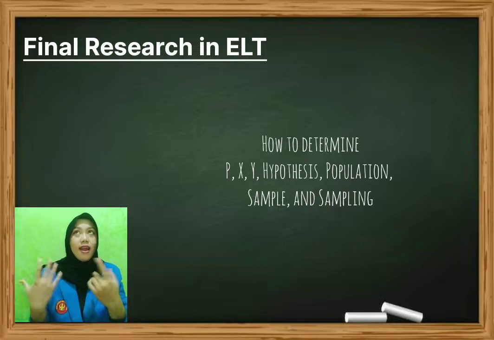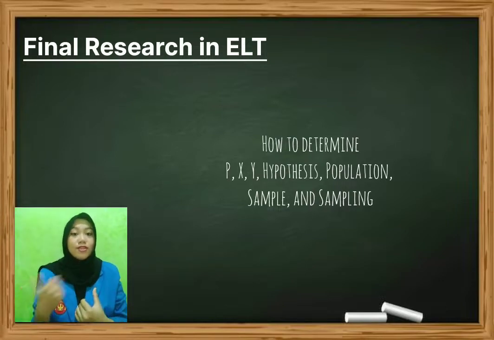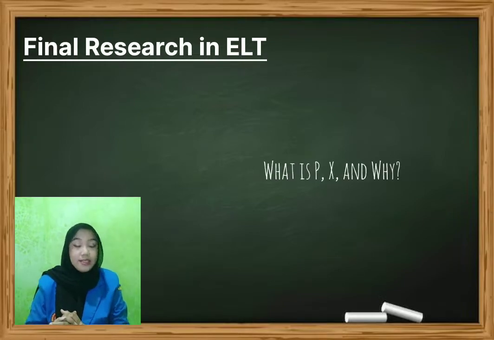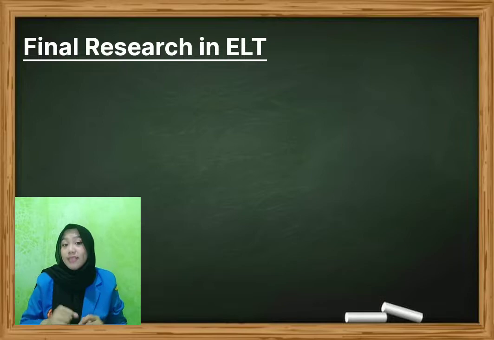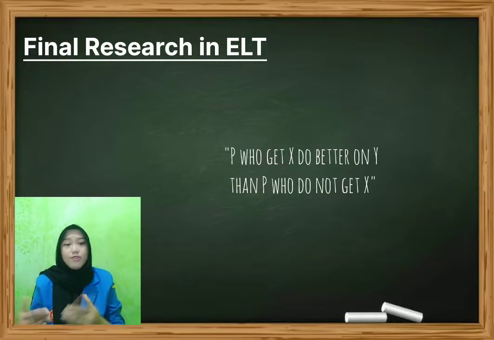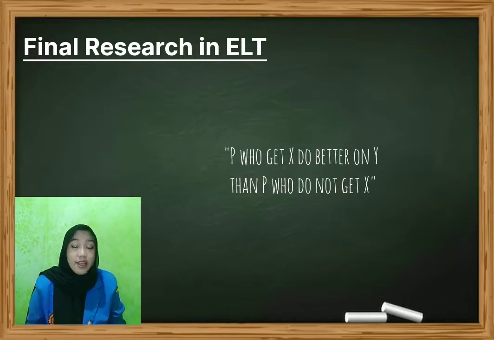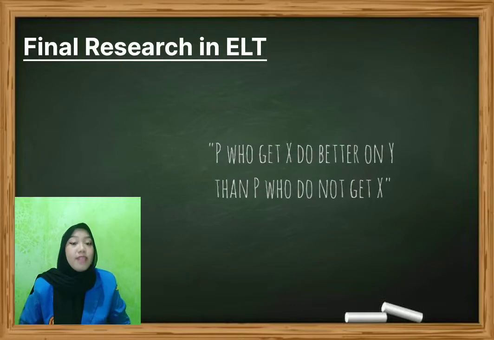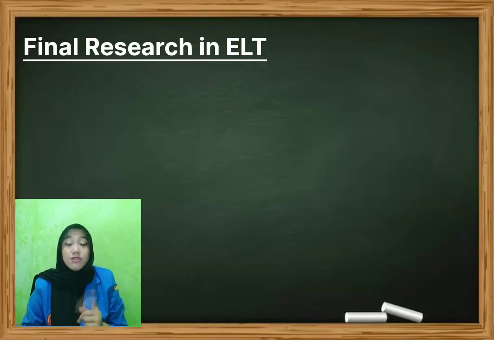So today I will tell you how to determine PXY, hypothesis, population, sample, and sampling. Let's start with what P, X, and Y are. There is a sentence: B who get X do better on Y than B who do not get X. So the meaning of the sentence: participants who get treatment do better on outcomes than participants who do not get treatment.